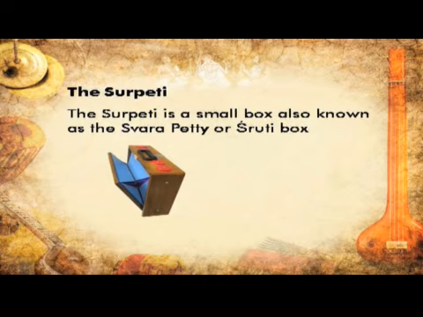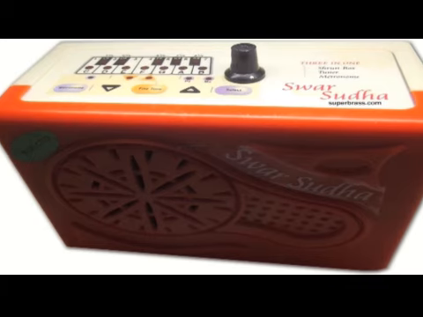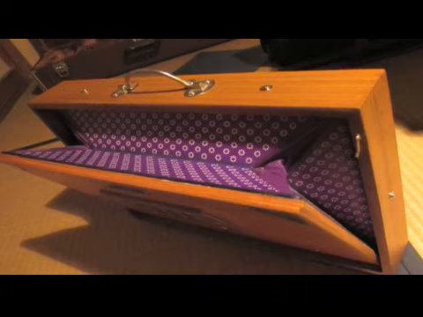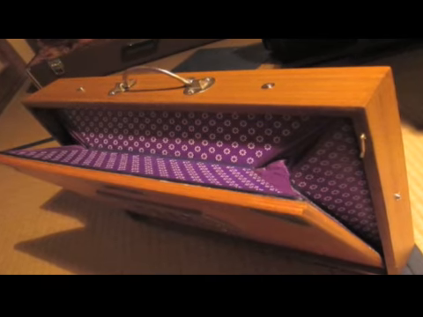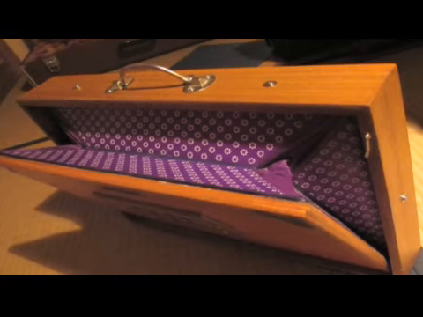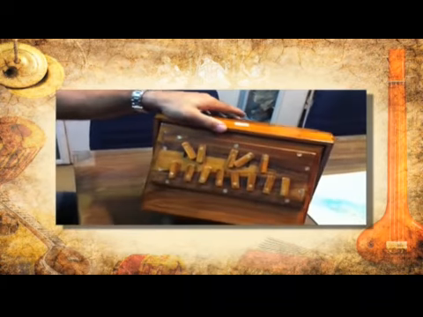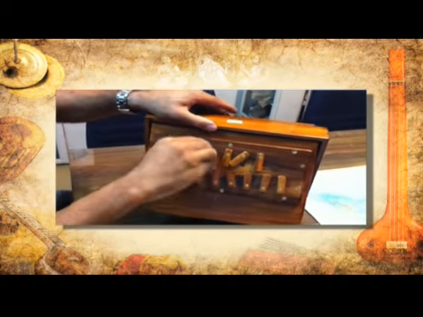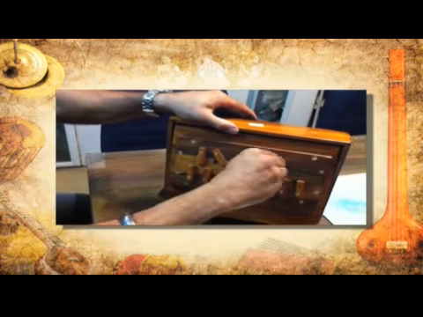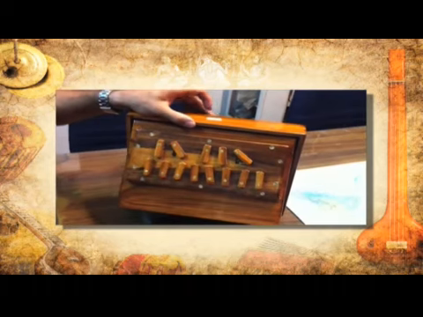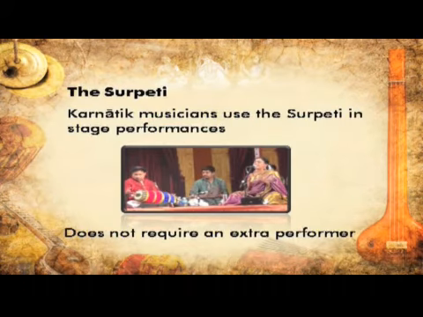The surpeti. The surpeti is a small box also known as the swarapeti or shruti box. The electronic surpeti is sometimes called an electronic tambura. The manual surpeti is pumped with small bellows by the hand and has no keys. Karnatic musicians use the surpeti in stage performances, but Hindustani musicians do not. This electronic tambura is handy and does not require an extra performer.